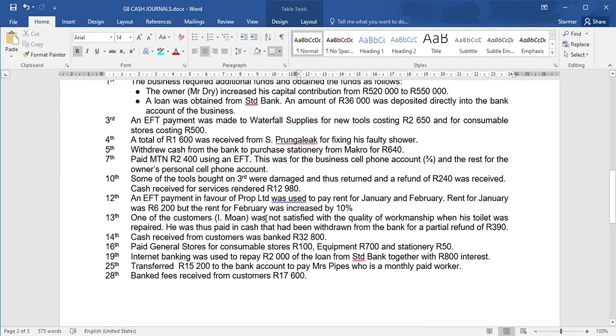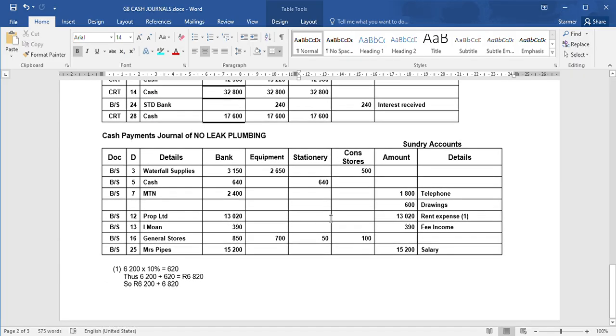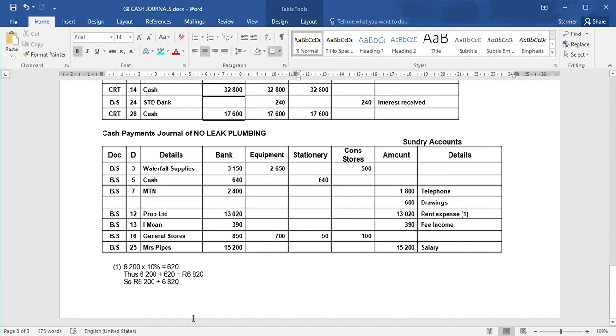Okay, then the next one, an EFT payment in favour of Prop Limited was used to pay the rent for January and February. Rent for January was 6,200, but February was increased by 10%. Okay, we are paying money, so it's going to go in the CPJ. Now to calculate the amount of rent, they say that rent for February was 10% more. So if I work out 10% of 6,200, I get 620. I then add the 620 to the 6,200, which means February's rent here would be 6,820.